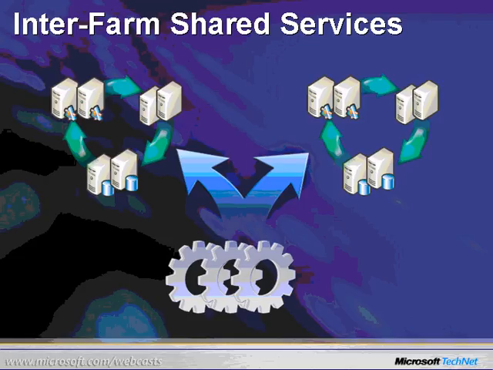Another benefit of shared services is that they are inter-farm capable. What I mean by that is they can be shared among more than just one farm. So you can have a set of shared services and a shared service provider that more than one farm can use. But why would we want to do that? Well, again, it's all about optimizing resources. You eliminate the need for redundant services. You also have less impact on the infrastructure when these services need to be changed or updated.